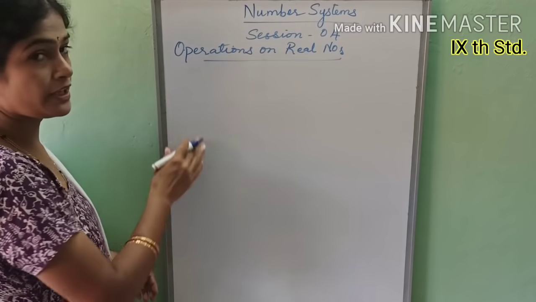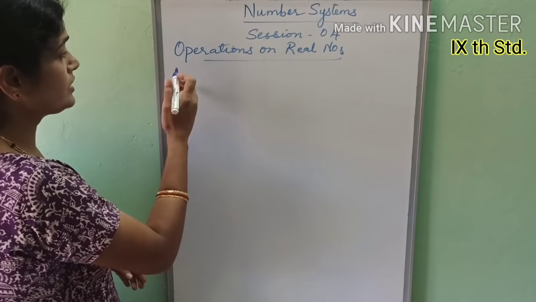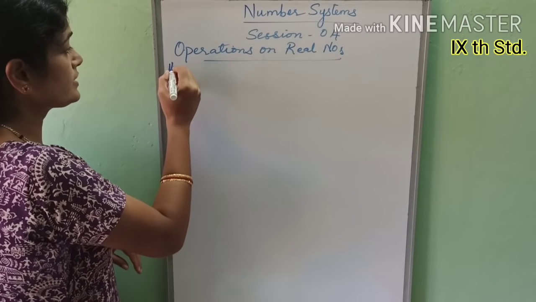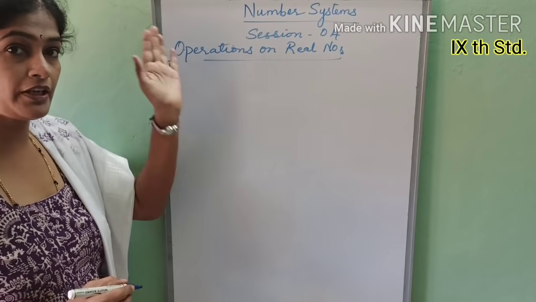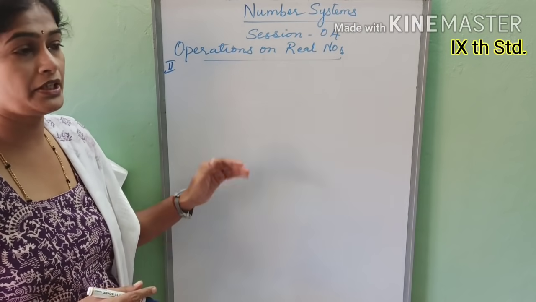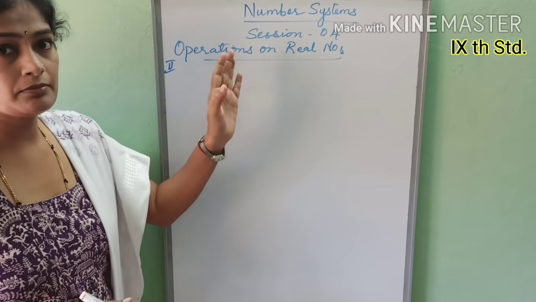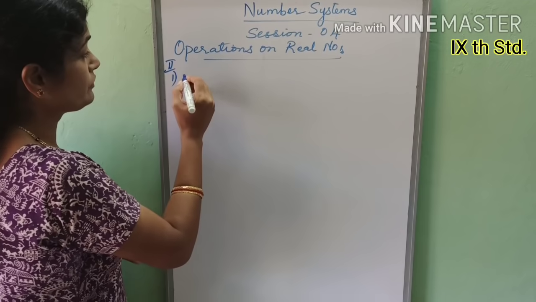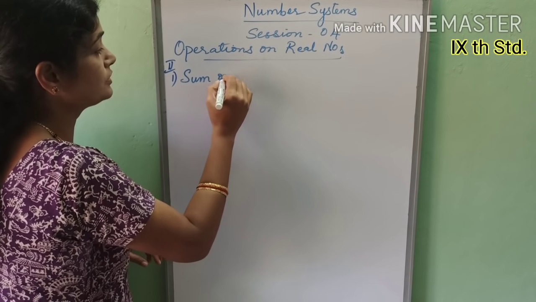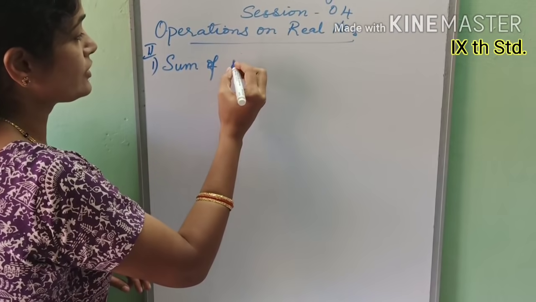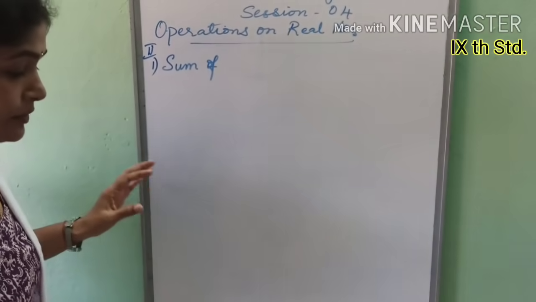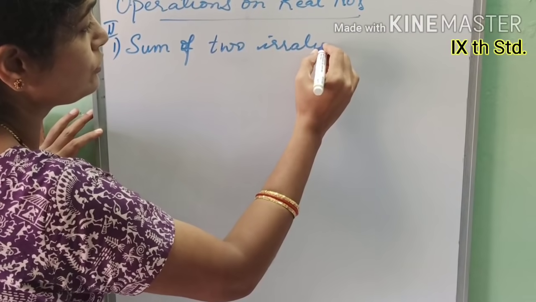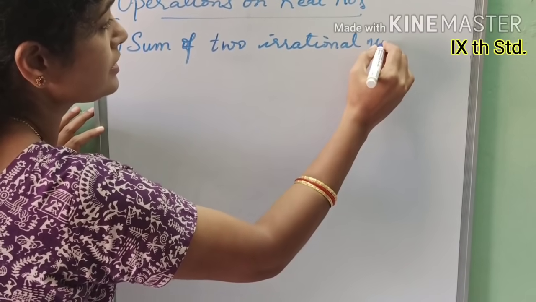The first 4 which we have discussed are properties, and what we are discussing now are also properties of the real numbers. This is the second set of properties. What we discussed earlier were regarding a rational number and an irrational number. Now suppose both of them are irrational numbers, then what will be the sum of two irrational numbers?